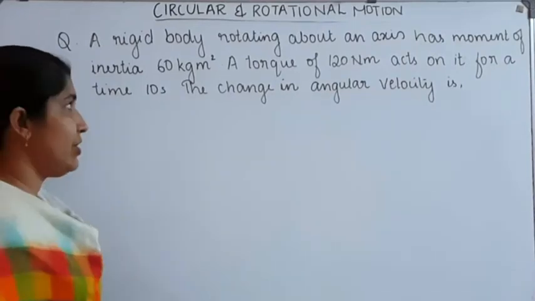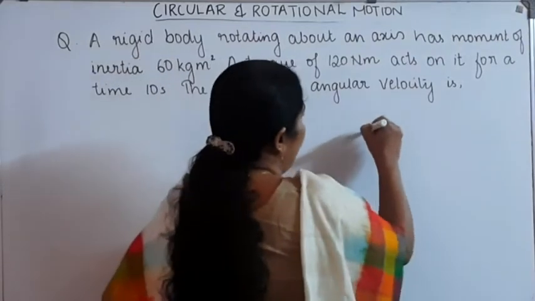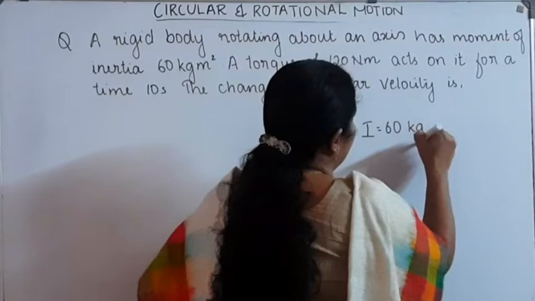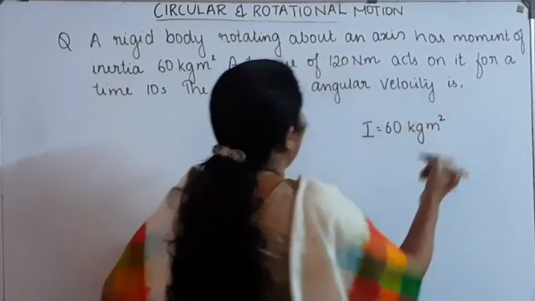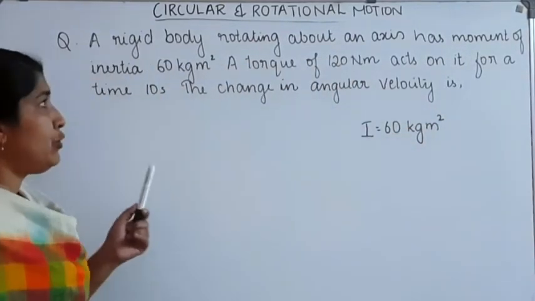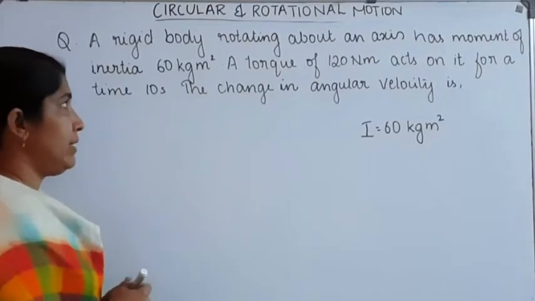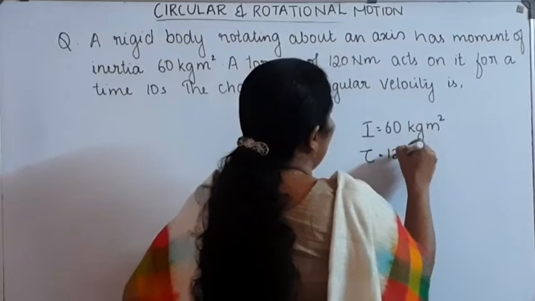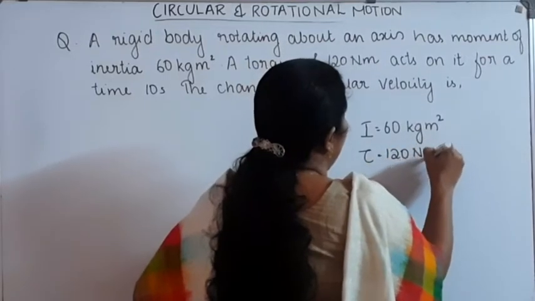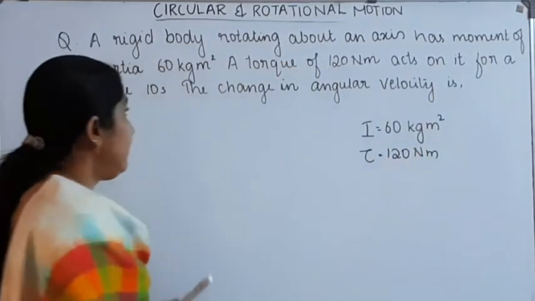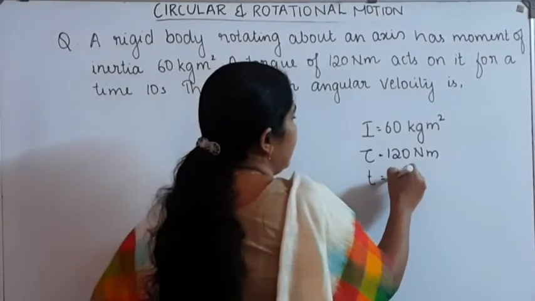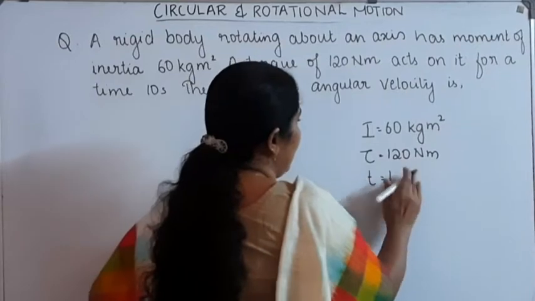A body is rotating about an axis and has a moment of inertia of 60 kilogram meter square. Moment of inertia I is equal to 60 kilogram meter square. A torque of 120 Newton meter acts on it. Torque tau is equal to 120 Newton meter. It acts on it for a time of 10 seconds. Okay, sorry, time interval t is 10 seconds.